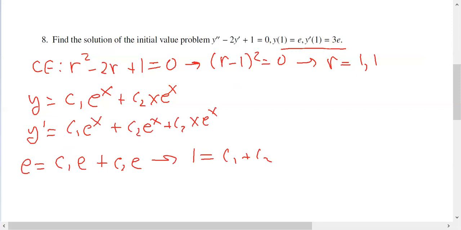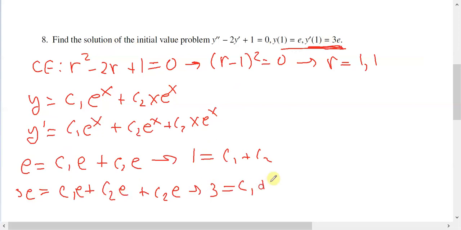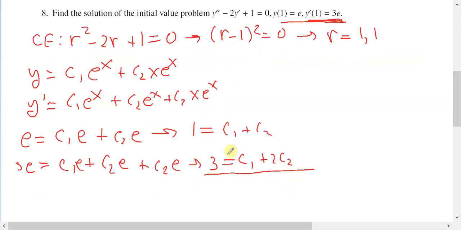c1 plus c2. And then I'm supposed to get 3e when I plug 1 into the derivative. So I get c1 e plus c2 e. And then when I plug 1 in here, I'm going to get another c2 e. So again, I can divide out the e. I get 3 equals c1, and there's going to be 2 c2. So solving that system, I can subtract this top equation from the bottom one. So 3 minus 1 is 2, c1 minus c1 gets rid of the c1, 2c2 minus c2 is c2.